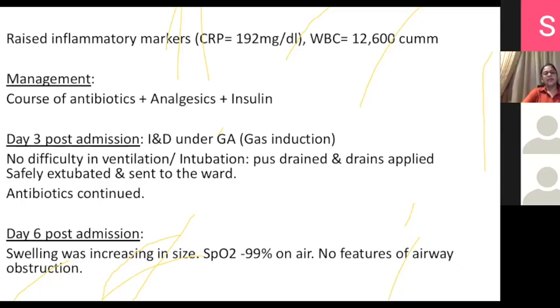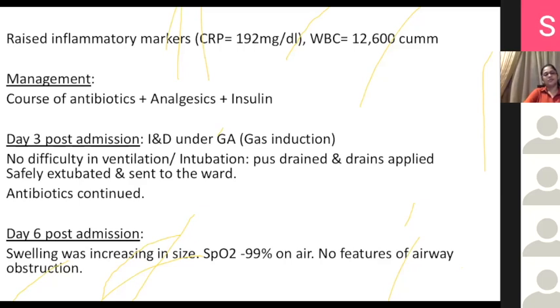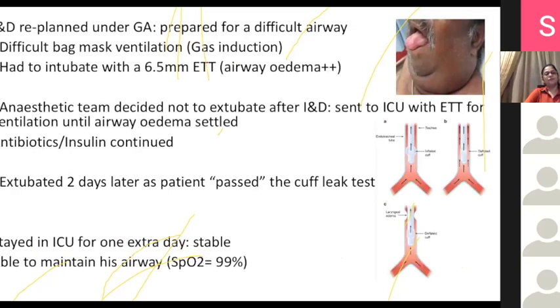They monitor him, antibiotics are continued. Everything is uneventful up until day 6 post-admission, where they notice that his swelling is now increasing in size, and saturation still remains 99% on room air. He does not require any oxygen. He's got no features of airway obstruction. So they decide that an IND is re-required, and this obviously requires a general anesthetic.